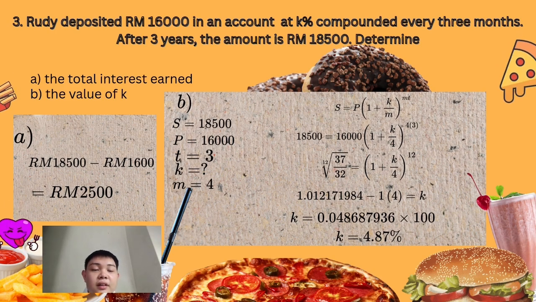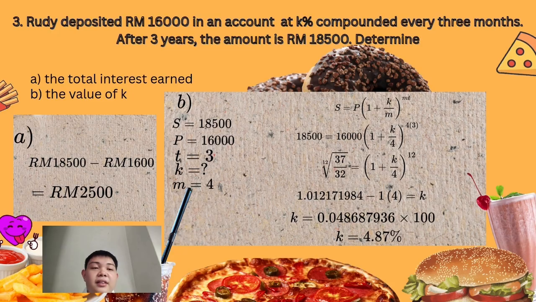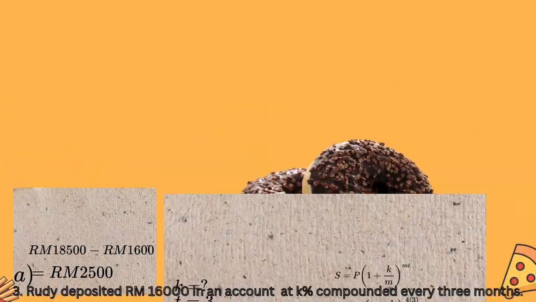When you calculate the answer, the final answer should be K equals 4.87%. That's all. Thank you.